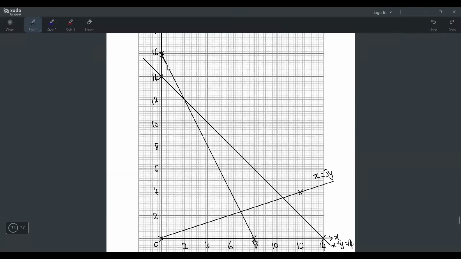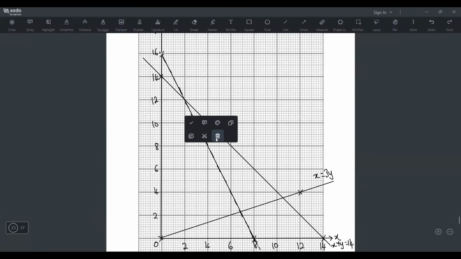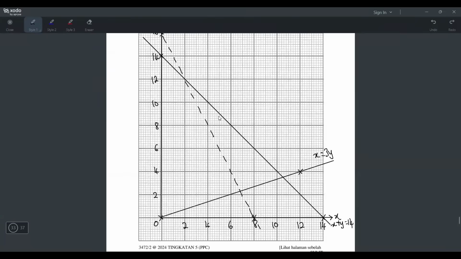So it will look something like this. But use a ruler, don't be like me. So this is how it looks like. So let me remove this. Okay, so roughly this is how it looks like. Okay, let's write the equation also. So what's the equation for this? 2x plus y equals 16, right?